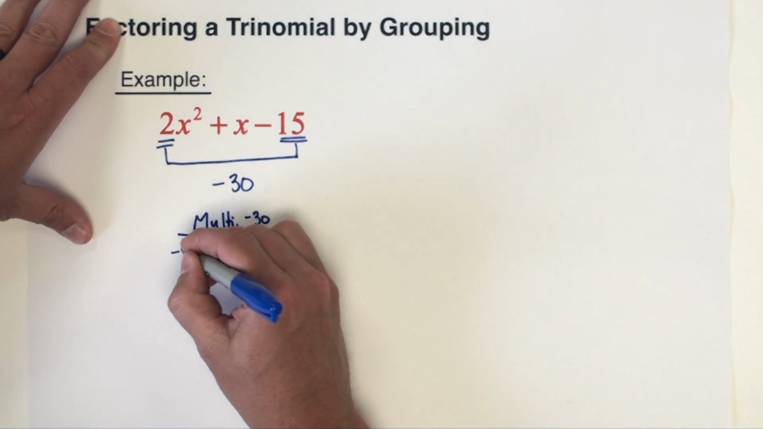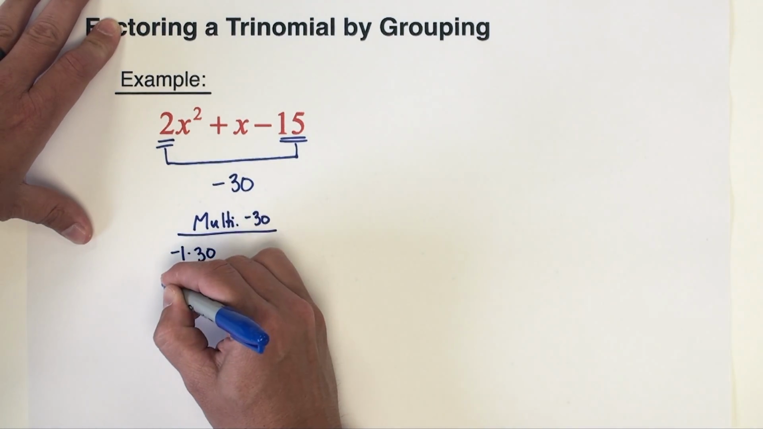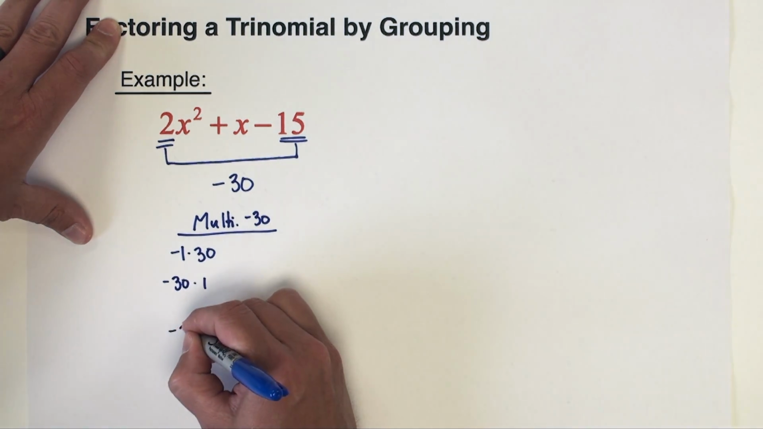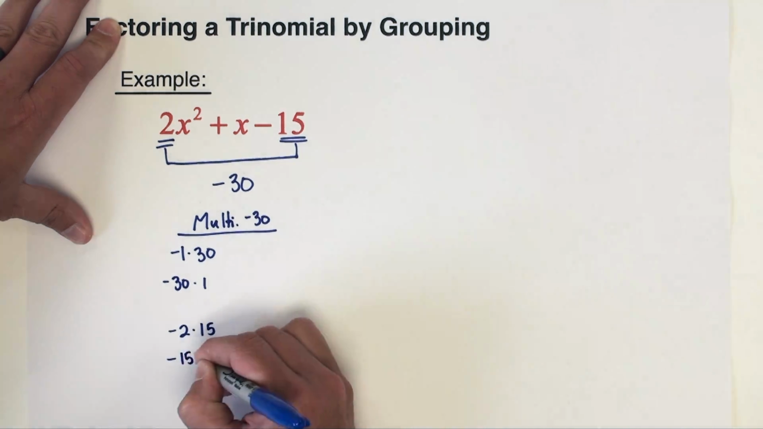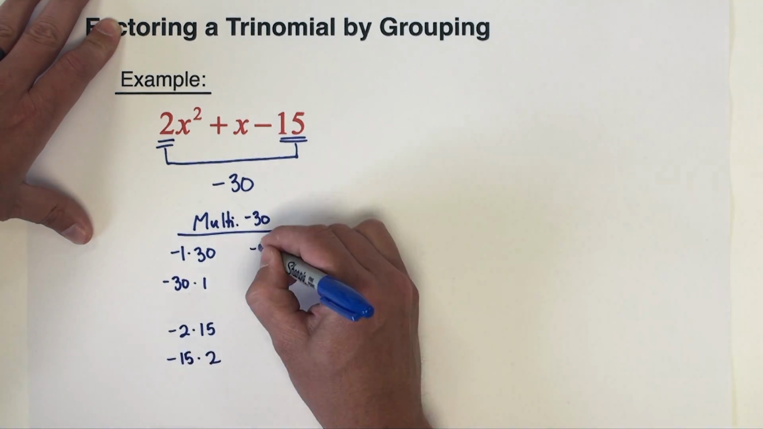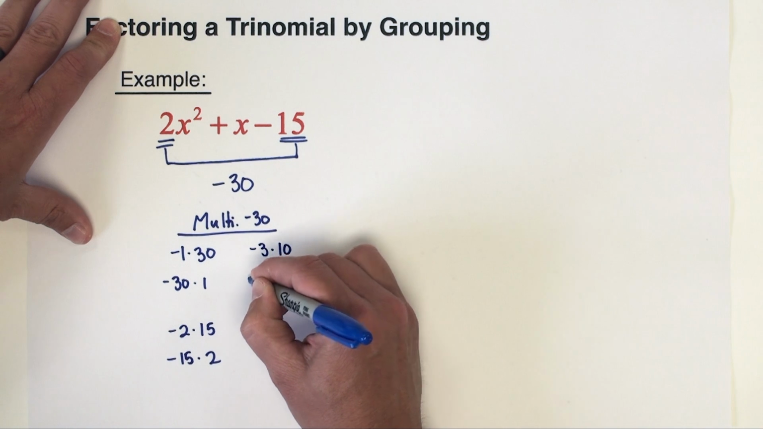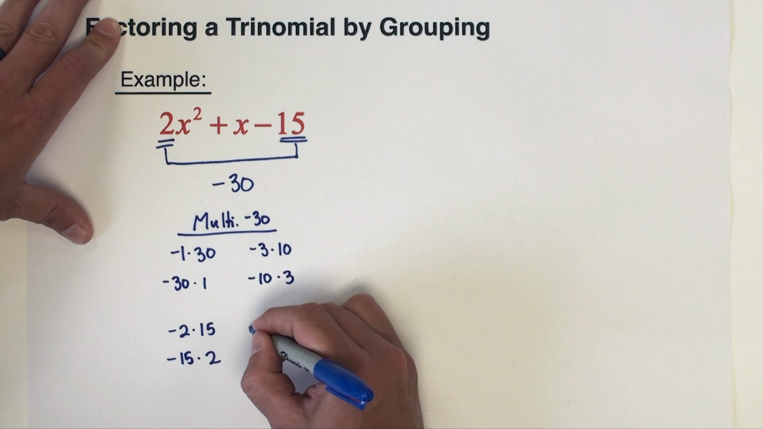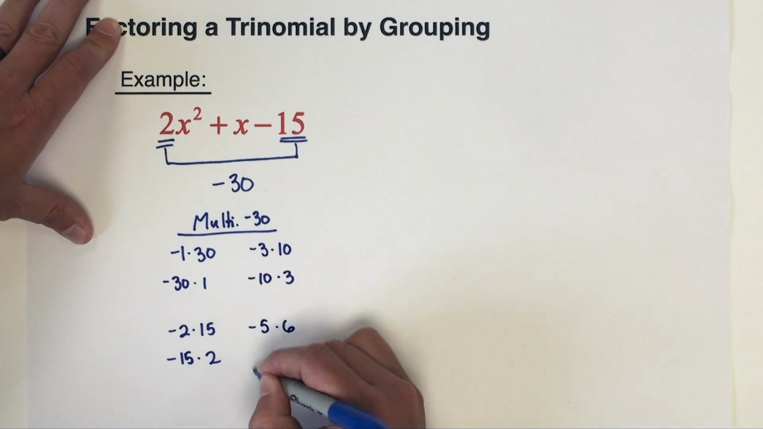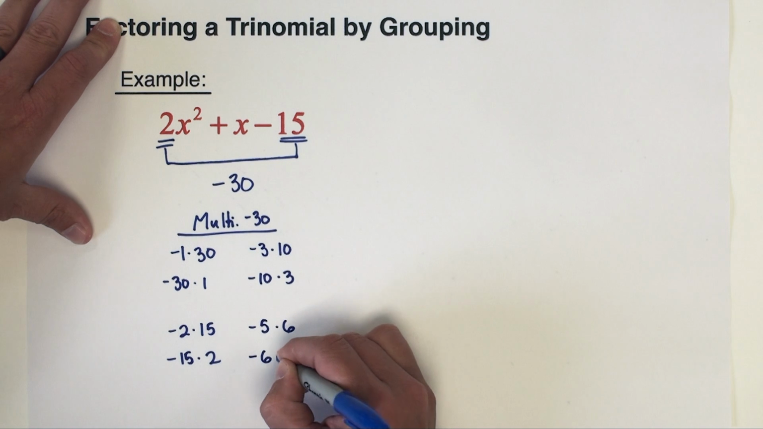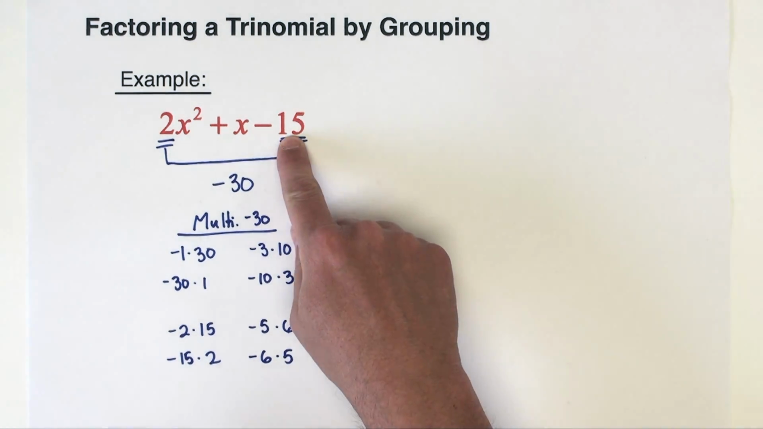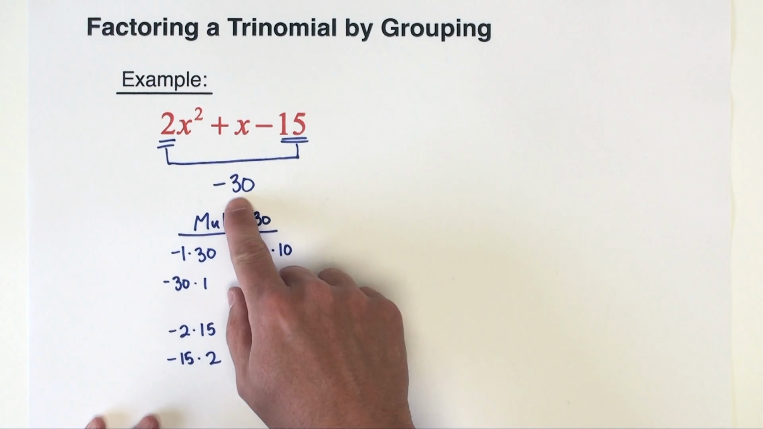Negative 30 could be negative 1 times 30, or negative 30 times 1. We could have negative 2 times 15, or negative 15 times 2. We could have negative 3 times 10, or negative 10 times 3. We could also have negative 5 times 6, or negative 6 times 5. So like in other problems, we're still trying to figure out ways to multiply to the last number, but we just modify the last number by finding this product first.